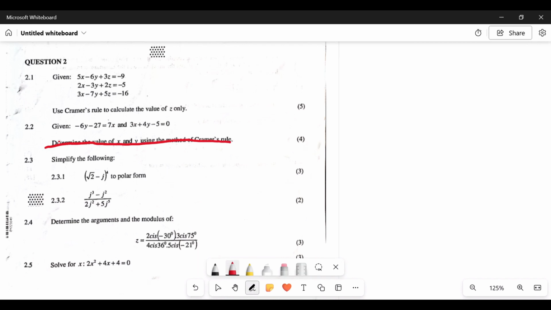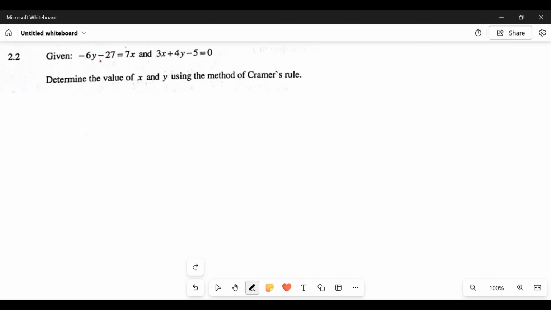So I'm gonna copy this question, paste it where there is space, and then let's solve it. Here's our 2.2, guys. As you can see, we are given these two equations. So they want us to determine the value of x and y using the method of Cramer's rule. We have two equations, so this makes it a 2 by 2, or second order, matrix.